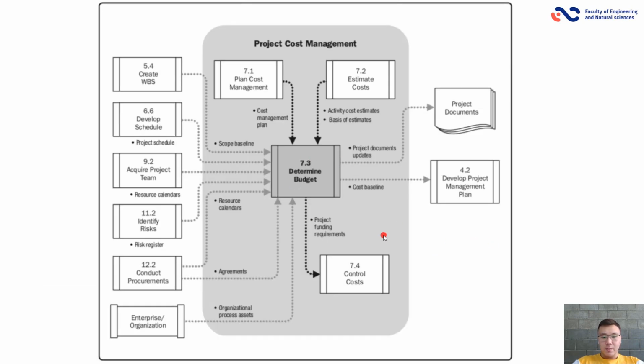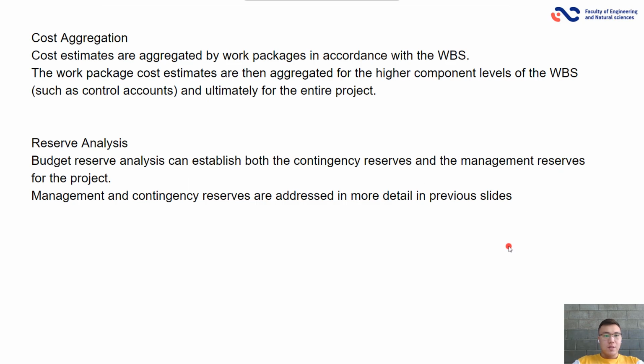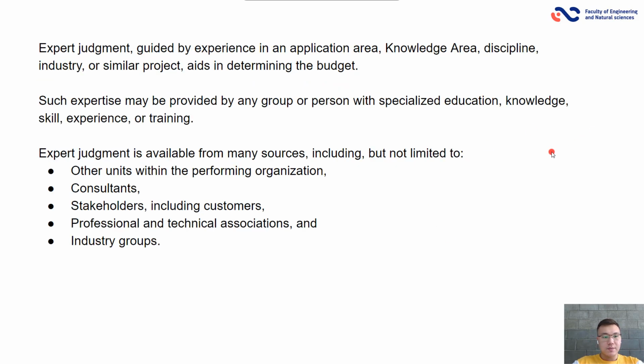Here's the workflow of determine budget. Cost aggregation. Cost estimates are aggregated by work package in accordance with the WBS. The work package cost estimates are then aggregated for higher component levels of the WBS, such as the control accounts, and ultimately for the entire project. The reserve analysis. Budget reserve analysis can establish both the contingency reserves and the management reserves for the project. Management and contingency reserves are addressed in more detail in the previous slides.